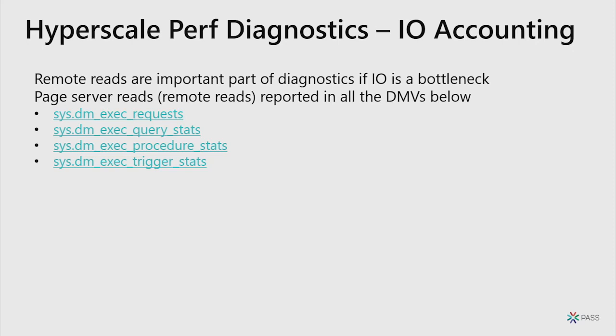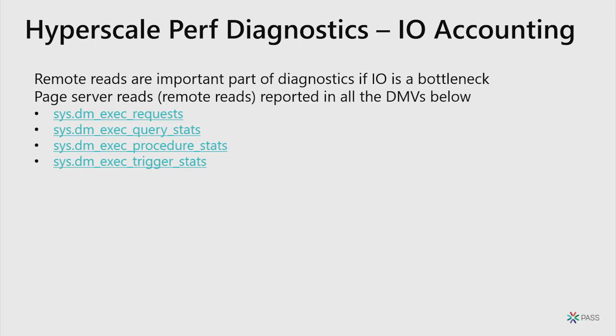So how in the world do I know if my read is coming from RBPX or if it's coming from somewhere else? Right, so we have added these page server reads columns to all your existing set of DMVs. So DM exec requests, procedure stats, query stats, and they will give you for a query how much is a remote read versus not. So you can determine then, so what's the solution to that, right?